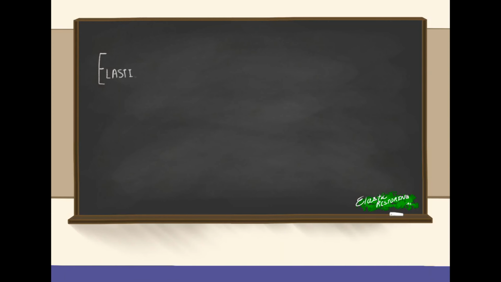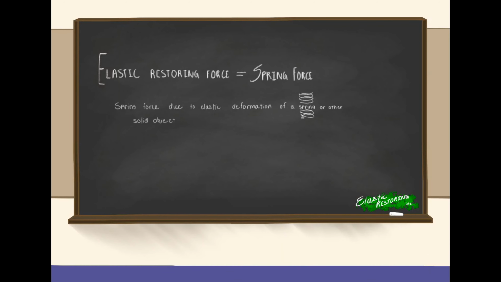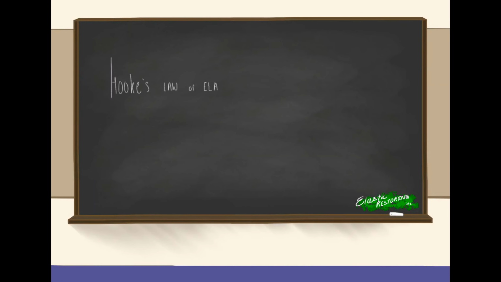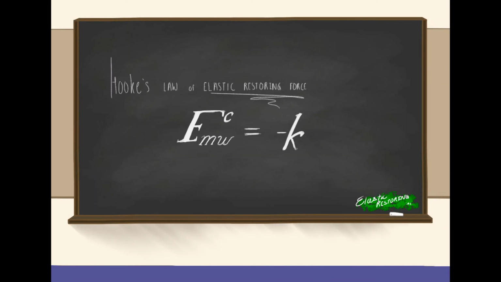The next class of interactions which are frequently encountered in introductory mechanics are spring forces. Spring force is due to elastic deformation of a spring or other solid objects which would restore to an original configuration with no such interaction. In other words, elastic restoring interactions are a mathematical approximation to the restoring behavior of springs and other elastic solids under small deformation. We know that elastic restoring forces are a direct application of Hooke's law, and from what we know so far, a spring has a restoring force of F equals negative k delta x.